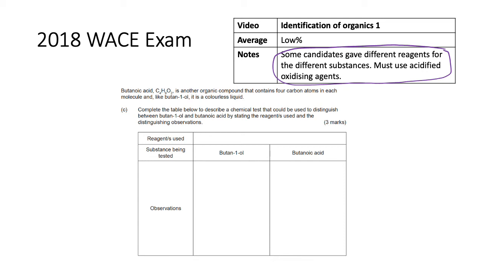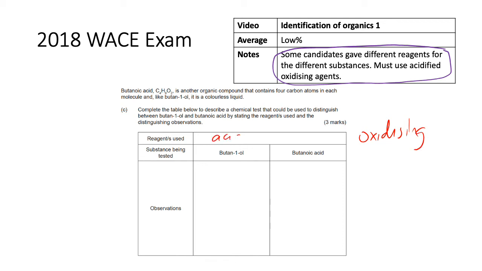Let's have a think. What kind of chemical test can you do to differentiate between a primary alcohol and a carboxylic acid? I would have just gone with the oxidizing agent, and remember, it has to be a self-indicating one, and it has to be acidified.